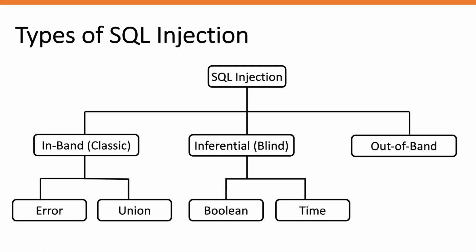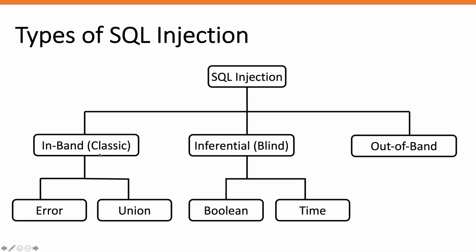All right, so in the past couple of slides, we got a high-level overview of what SQL injection vulnerabilities are. Now we're going to go at a more granular level and talk about the different types of SQL injection. SQL injection vulnerabilities can be classified into three major categories. The first is in-band or classic SQL injection. The second is inferential or blind SQL injection. And the third is out-of-band SQL injection.